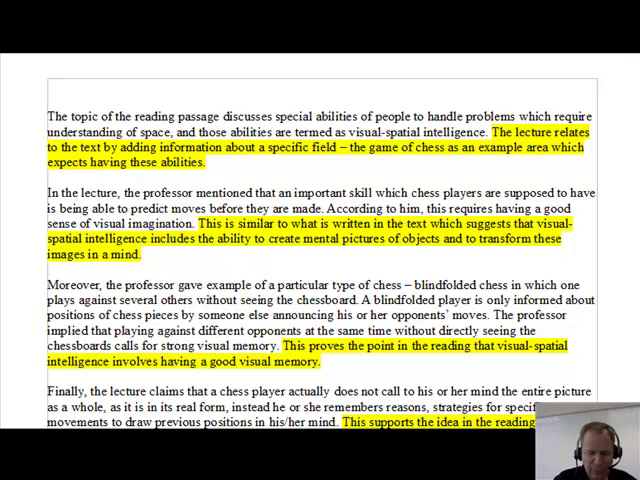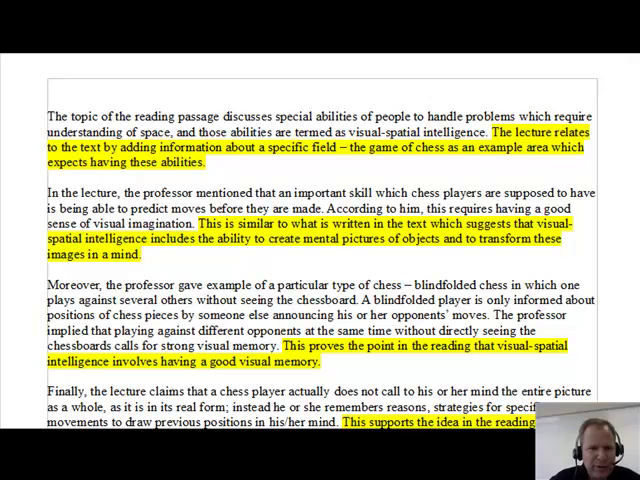"Instead," I think you don't want a comma here. That's going to give you a comma splice, which is a problem with basic sentence structure. So I'm going to put in a semicolon here. Then you can say, "instead, he or she remembers reasons, strategies for specific movements to draw previous positions in his or her mind. This supports the idea in the reading material that visual spatial memory involves a memory that is abstract rather than pictorial."